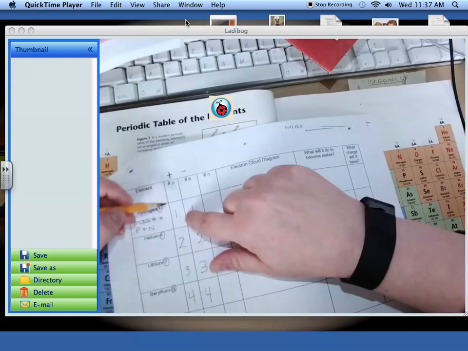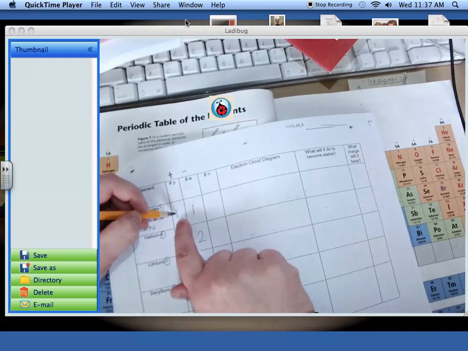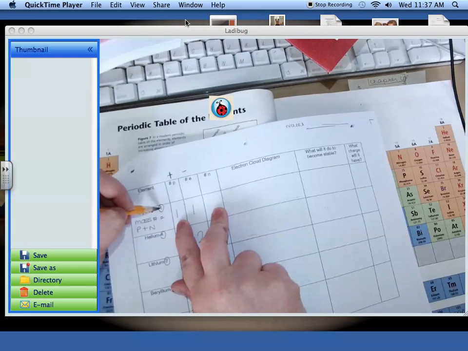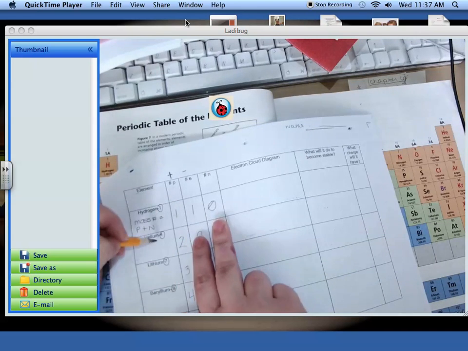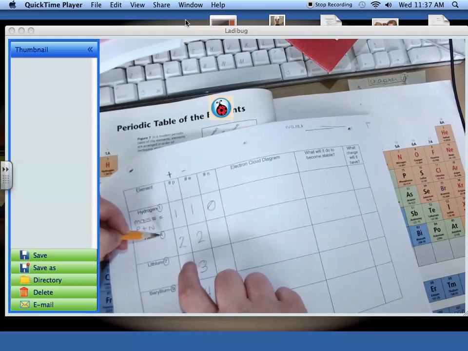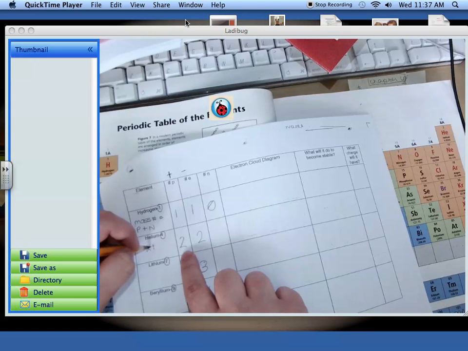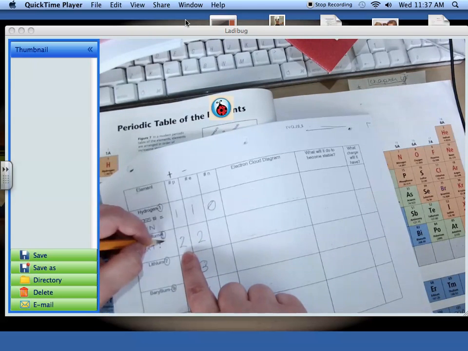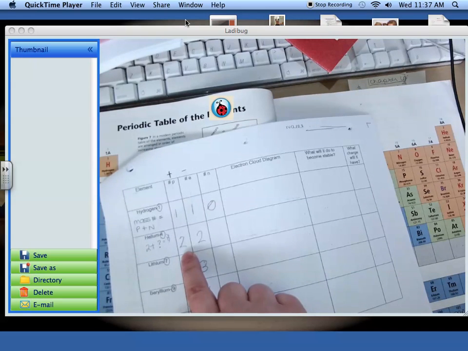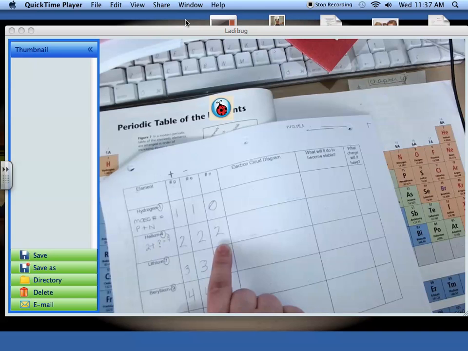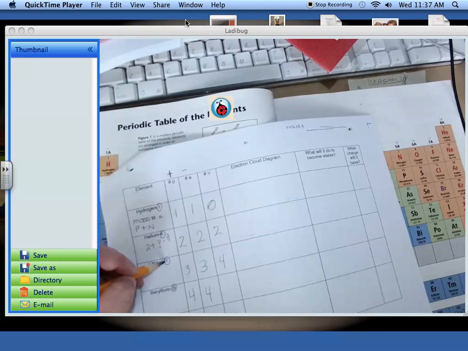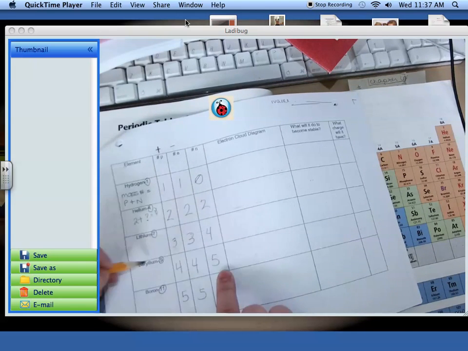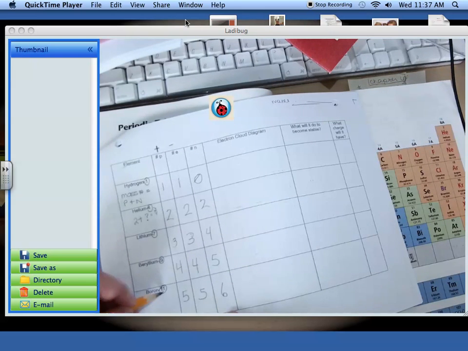Now, if I look, hydrogen has 1 proton. How many neutrons would give me a mass of 1? Well, 0. 1 proton plus 0 neutrons would equal 1. Mass number is 4 for helium. I already know I have 2 protons, so the question is, how many neutrons would equal this mass of 4? 2 protons plus 2 neutrons. 3 protons plus 4 neutrons would give me a mass of 7. 4 protons plus 5 neutrons would give me a mass of 9. 5 protons plus 6 neutrons would give me a mass of 11.